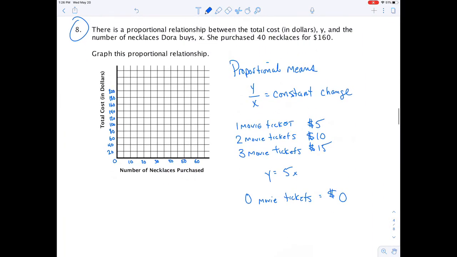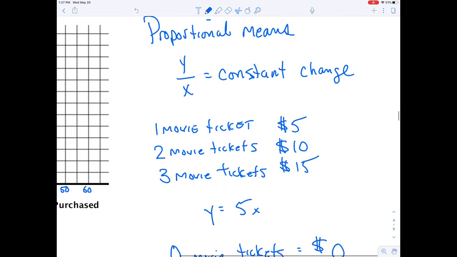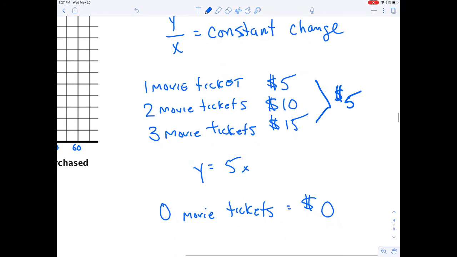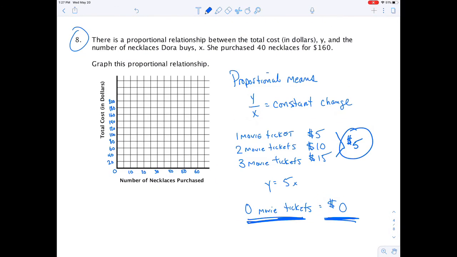And moving on. Number 8 and 9 both ask about proportional relationships. A proportional relationship simply means that if you divide the Y value, or the output, by the X value, or the input, you get a constant change. Like one movie ticket's $5, or two tickets are $10, or three tickets are $15, right? We get the idea that the jump each time is 5, and we also understand that if we don't buy movie tickets, we don't spend any money. That's what describes a proportional relationship. This constant change and the fact that it goes through the origin. So you're always looking for both of those things.